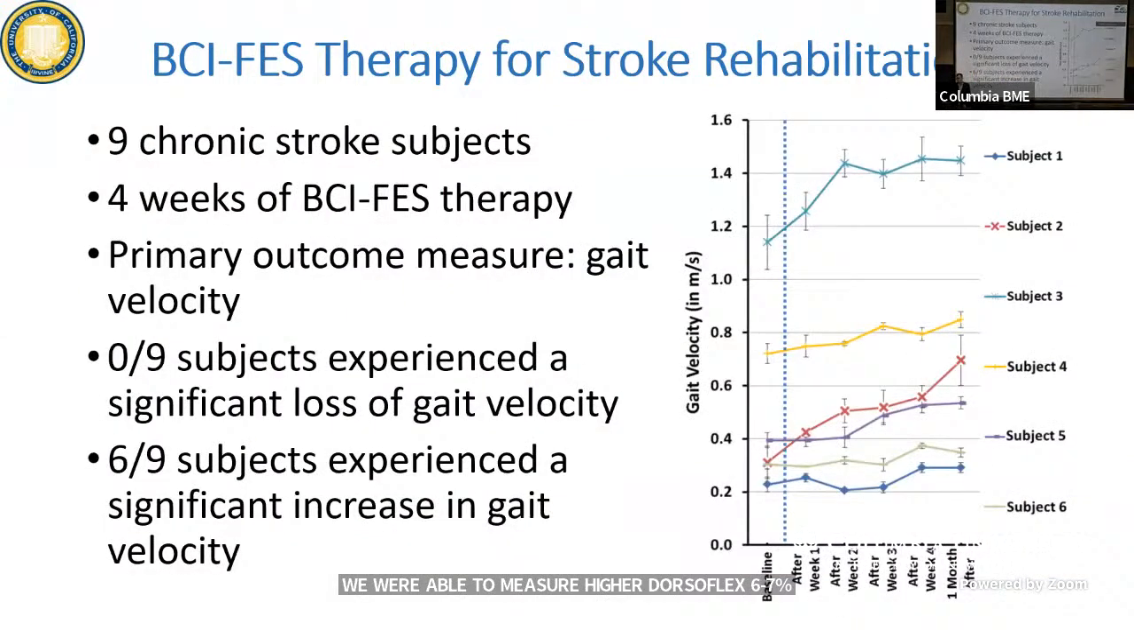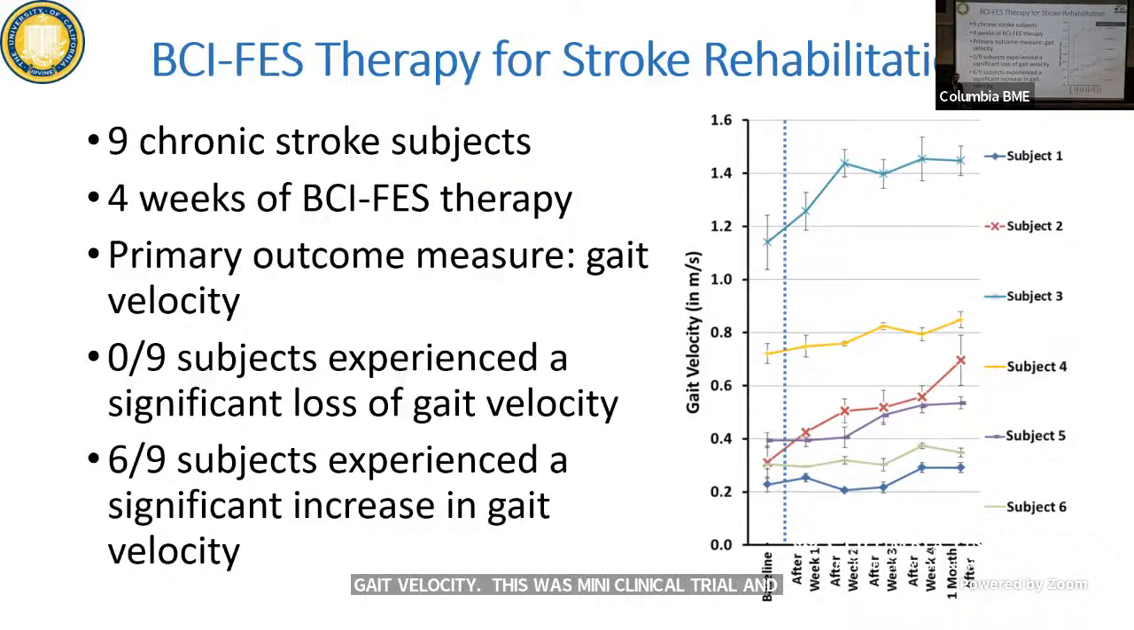So we actually recruited 9 chronic stroke subjects. Chronic means they're at least 6 months post-injury. They were told by their neurologist that they won't regain any function beyond what they've regained. Hence the name chronic. So they've gone through 4 weeks of this therapy. The primary outcome measure was really gait velocity. So this was actually a mini clinical trial, and this was really just a safety trial.